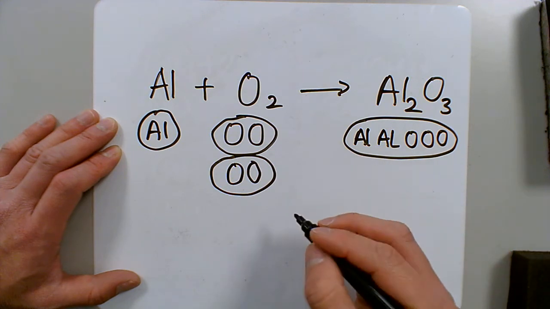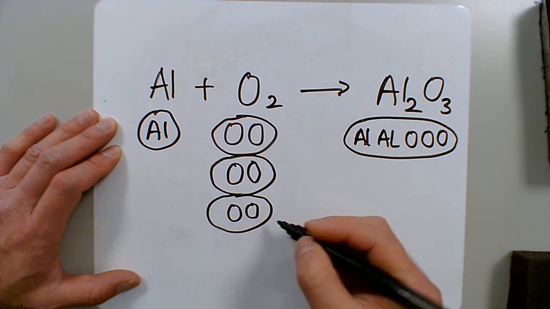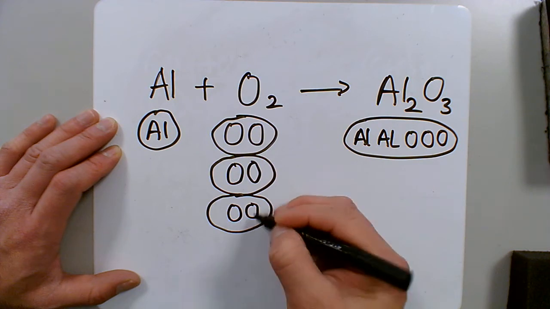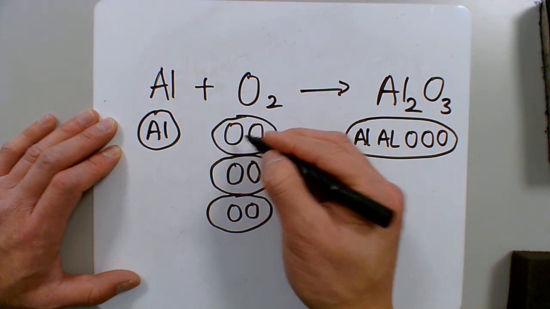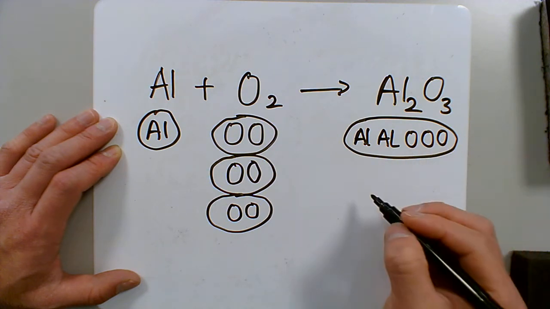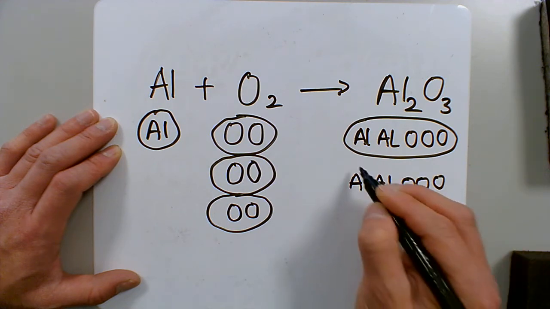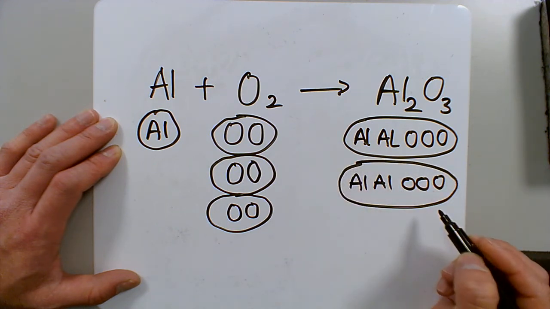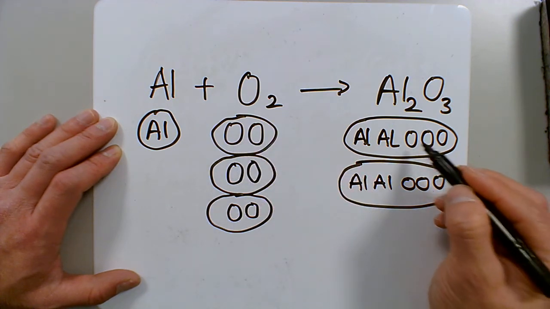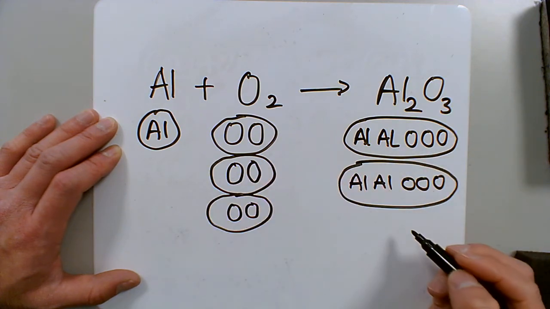So what we need to do is have another set of oxygen atoms, one oxygen molecule, and now we have 6 oxygen atoms. We've only got 3 over here, so what we can do is get another set of these. So now we have 6 oxygen atoms, and on the right we've got 6 oxygen atoms. So the oxygen atoms are balanced.